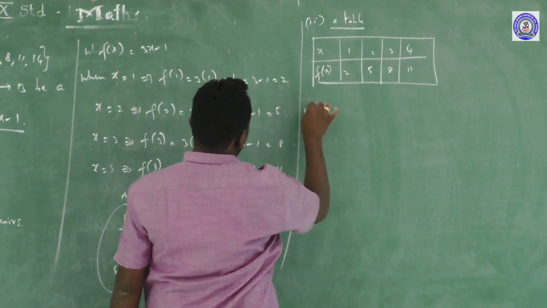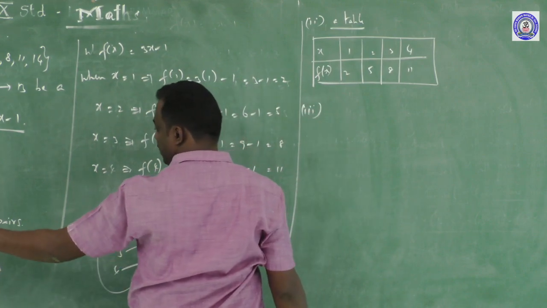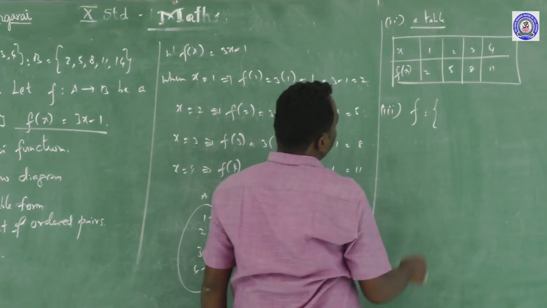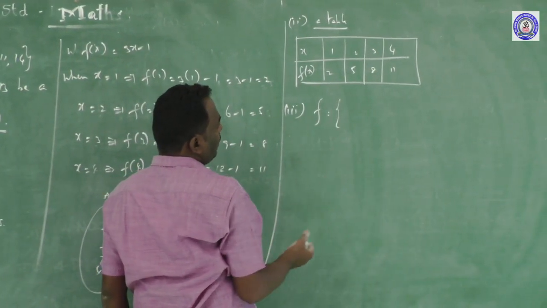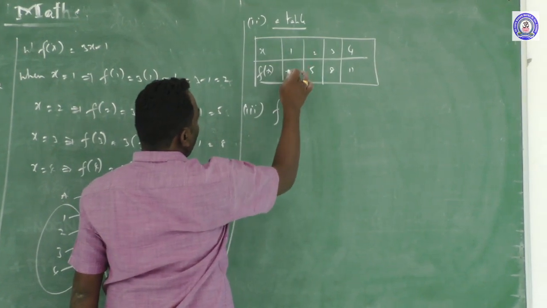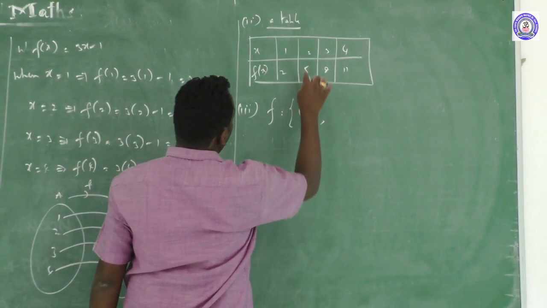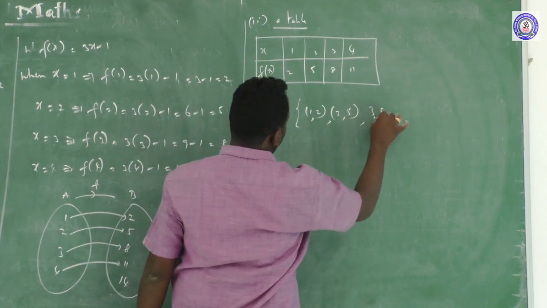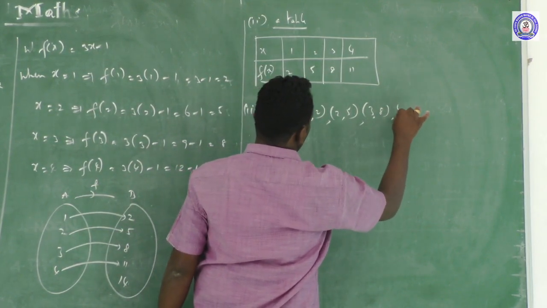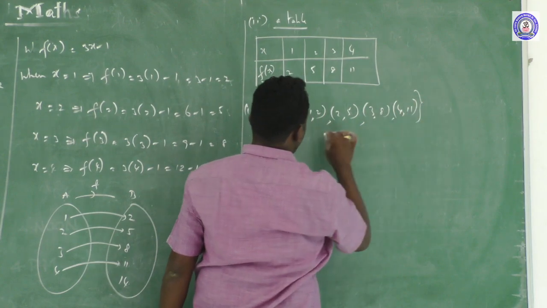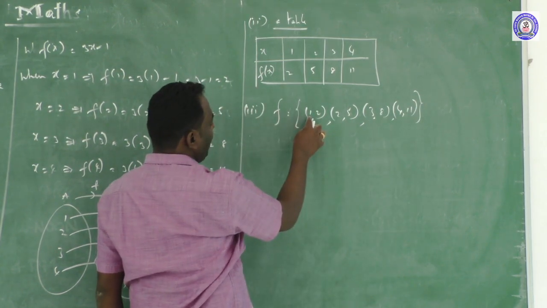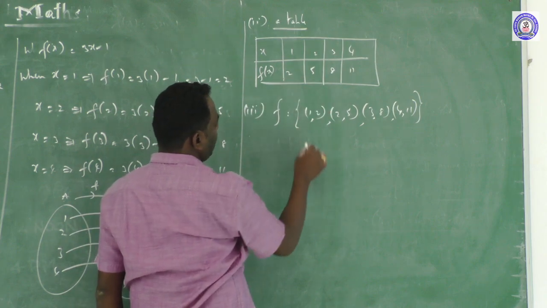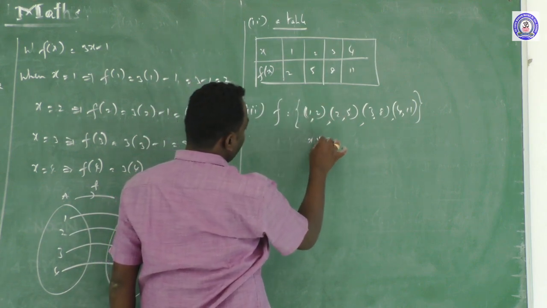And the third one is represented in set builder form. The set builder form is the set of ordered pairs: (1, 2), (2, 5), (3, 8), (4, 11). And it is called the set of all ordered pairs. The first element of the ordered pair is from x, and the second element is from f of x. So it is called (x, y).